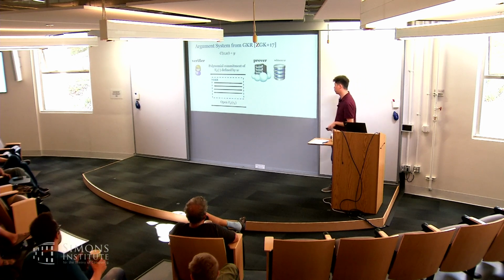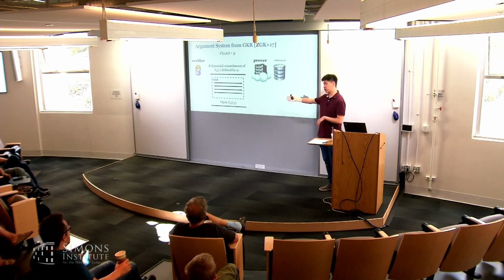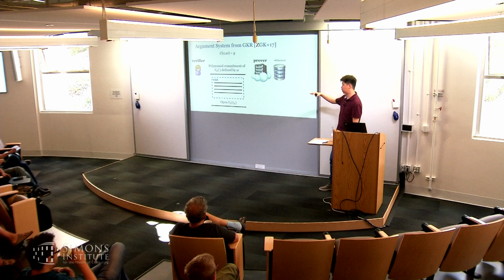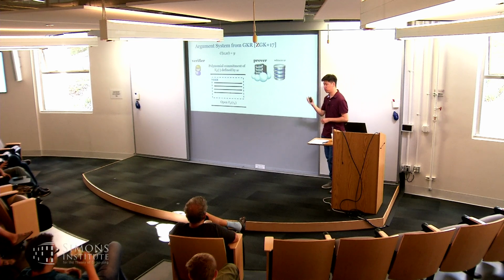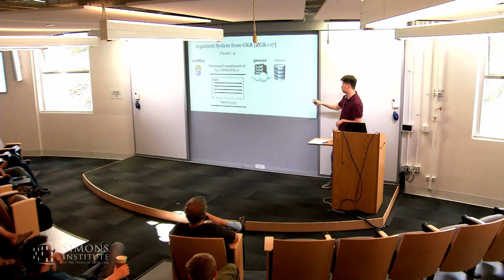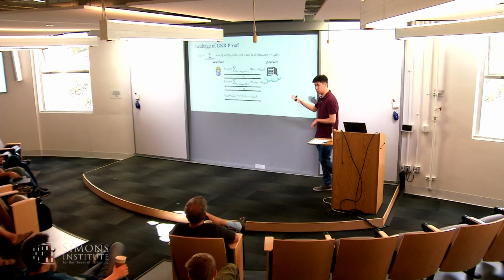Exactly. And then at the end, to validate that claim, you just open this commitment at that particular point. That completes the reduction and guarantees that the output is correct without sending the witness directly back to the verifier. So this is an argument system building on top of GKR. That's the previous work, but this is not zero knowledge.